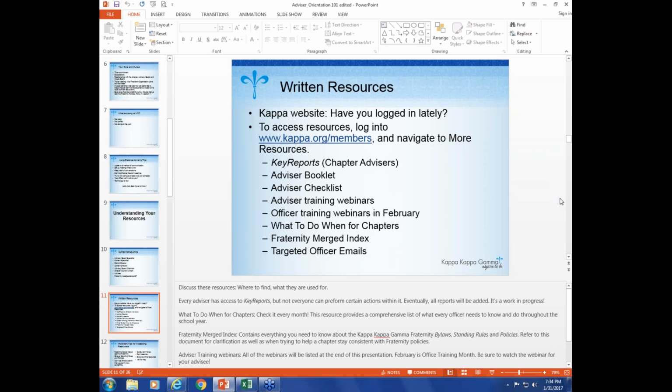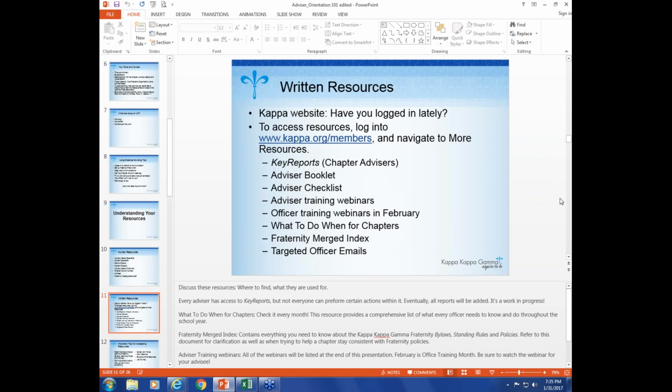So you all have access to the key reports, but not all of you can perform functions on it, but that's okay. The chapter advisor and the advisory, some people can and some people can't, but that's okay. You can read all the information. And don't feel bad about not being able to edit. I can't either. I can only view. Yeah, that's fine. I can't edit it either, so me either.